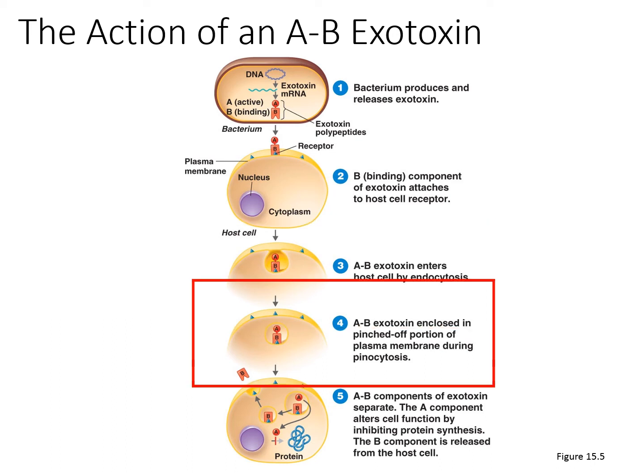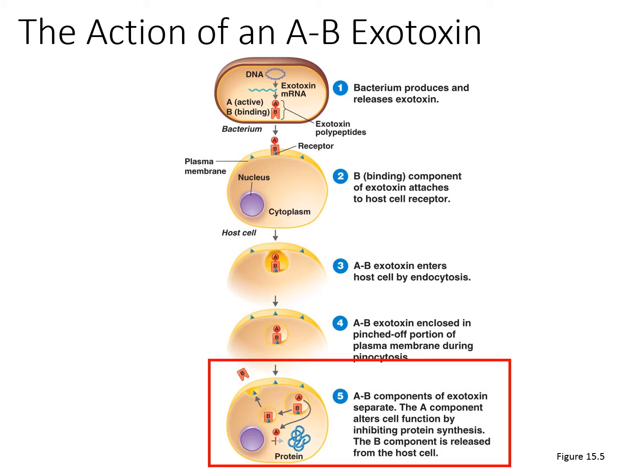So here, our AB toxin has been enclosed completely in a vesicle, and it's in the cytoplasm of the host cell. Inside of that vesicle, the A and the B components of the exotoxin are going to separate. The B portion gets recycled. It's transported back to the surface of the cell, and it's exocytosed and released basically into the interstitial fluid. The A portion, on the other hand, is going to inhibit protein synthesis.